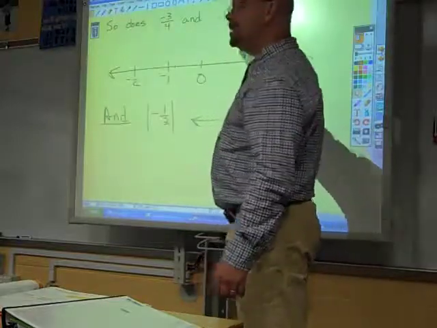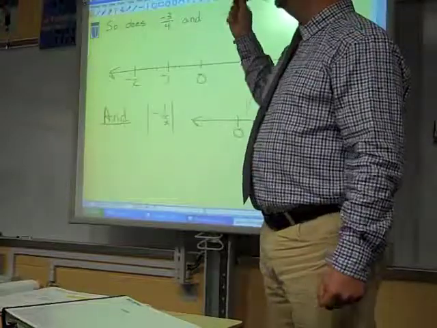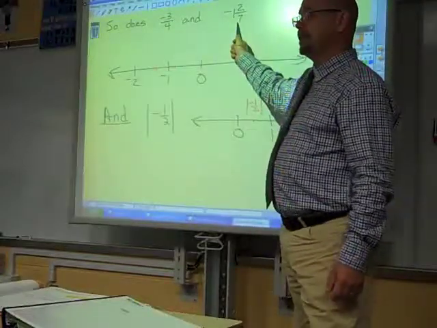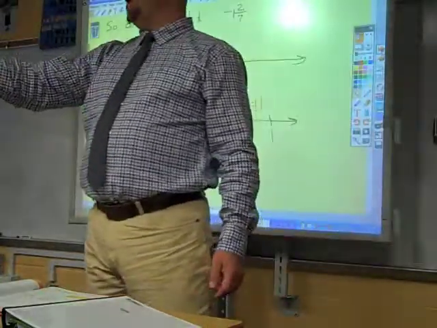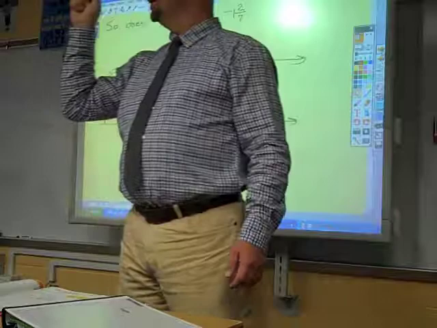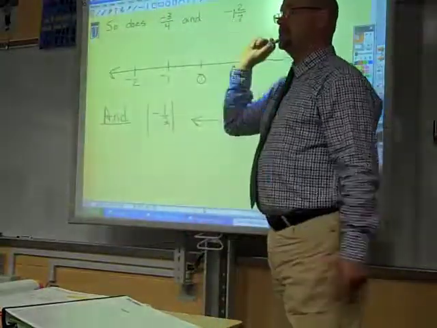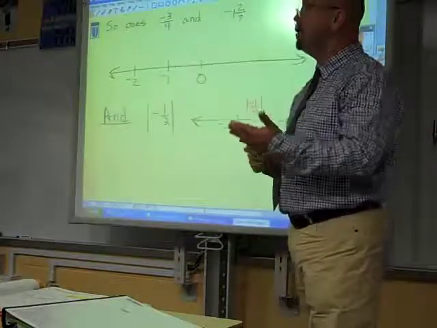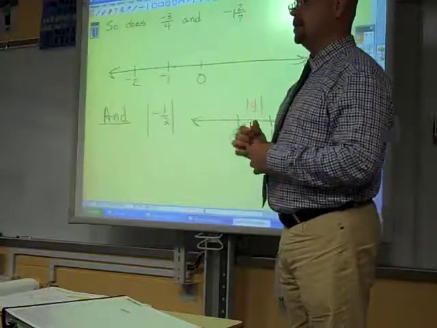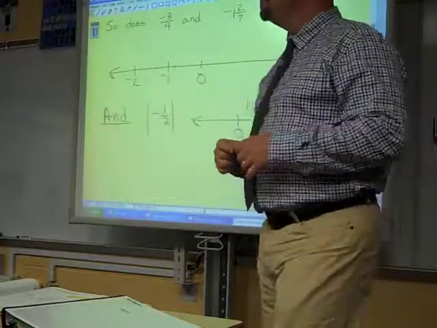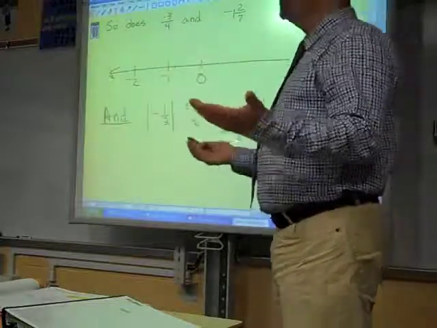And then -1 and 2/7. Be careful though, because this is not a proper fraction. What would we call this type of fraction? Christian, what do you call that type of fraction? Improper fraction. It's not an improper fraction. Improper is when the numerator is bigger than the denominator. It's called a mixed number, okay?